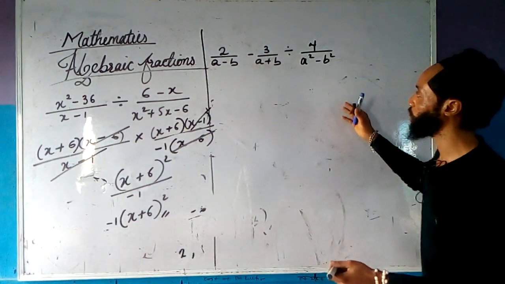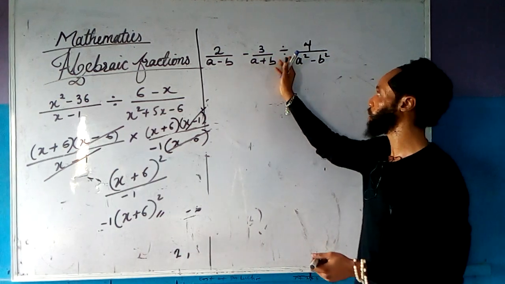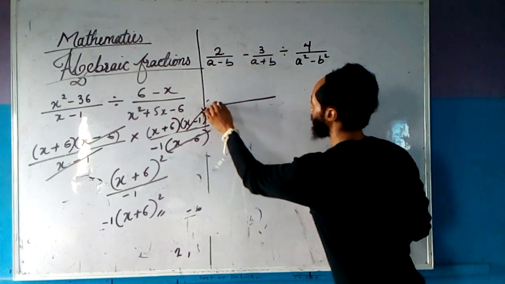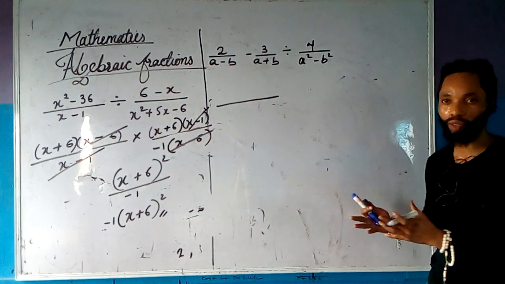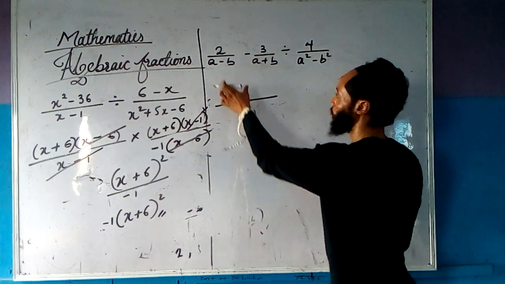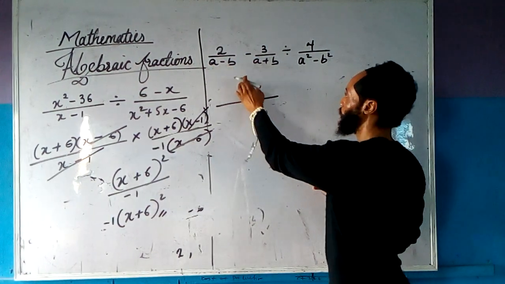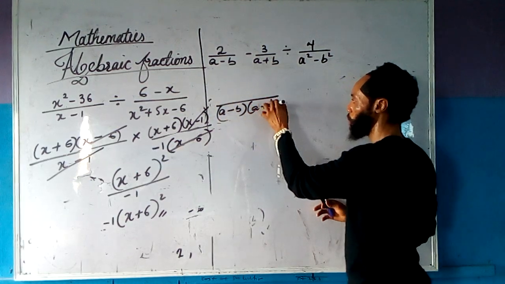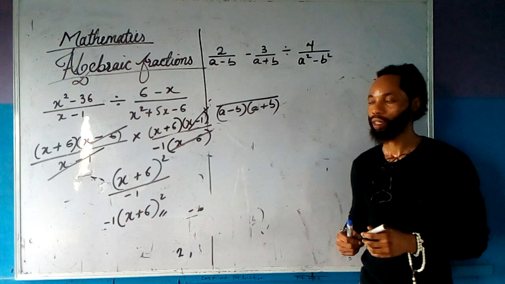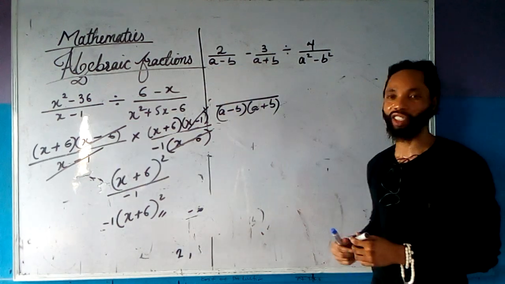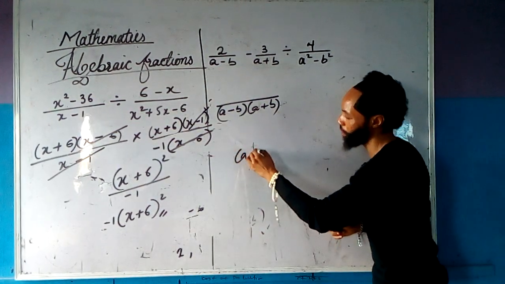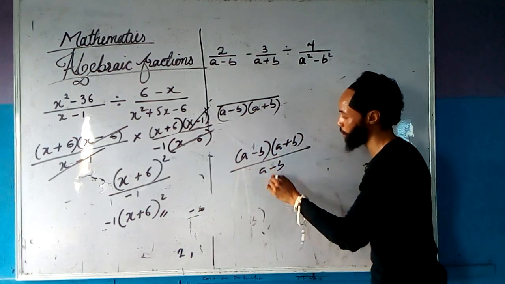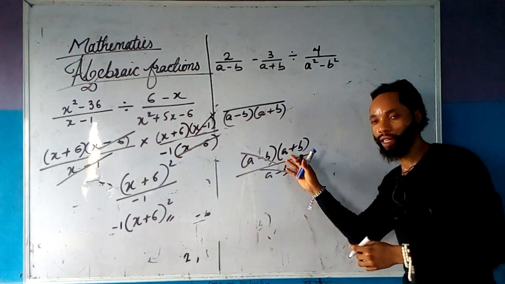Alright, for this case we have a division sign here and a subtraction sign here. So first, we are going to take the LCM of this so that we can bring them into a single term. So the LCM of a minus b and a plus b is what? a minus b, a plus b. So this is the LCM. This is just like saying a minus b into a plus b all over a minus b. So this will cancel out.